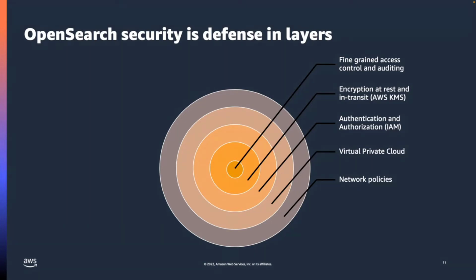So you can decide if your users have the ability to access certain indices or certain documents. You can be even further granular by saying my users can only access certain fields, or you can mask sensitive data from certain users. So it has a lot of different controls, and we'll talk about some of those controls. But the takeaway on this slide is to think about security as a defense in layers, right?